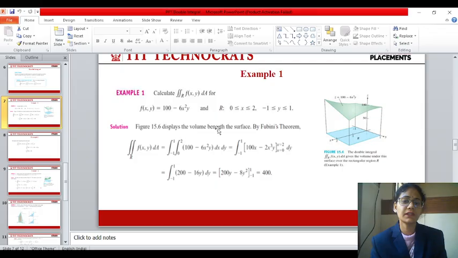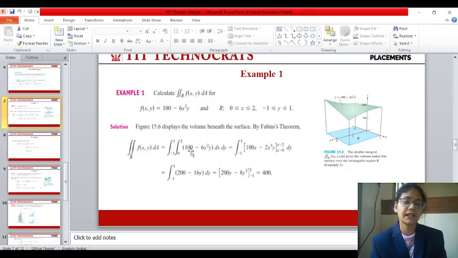Now this figure displays, so obviously if we are finding area, then this will give you a volume. Now let us put the value of f of x, y, which is 100 minus 6x square y. First we are integrating with respect to dx. When you are integrating with respect to dx, at that time y will be taken as a constant and x will be integrated.